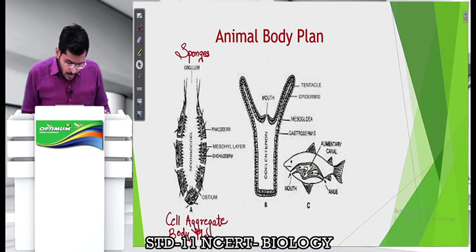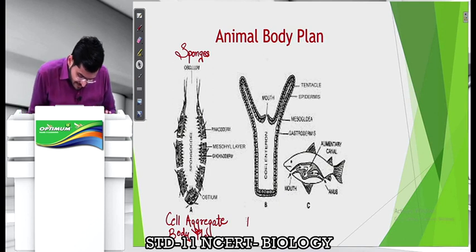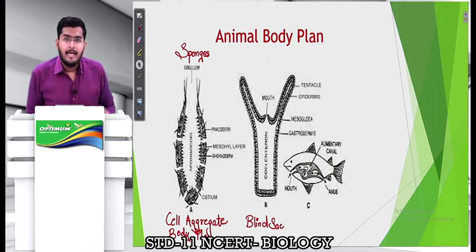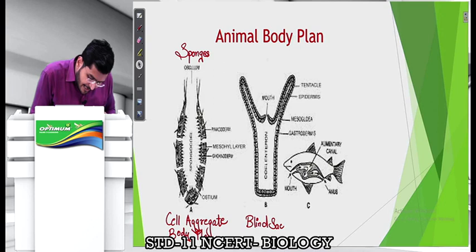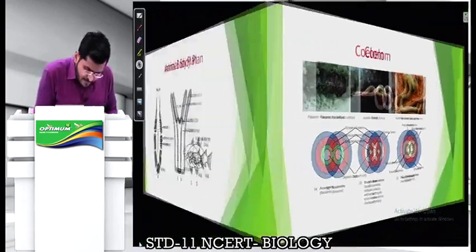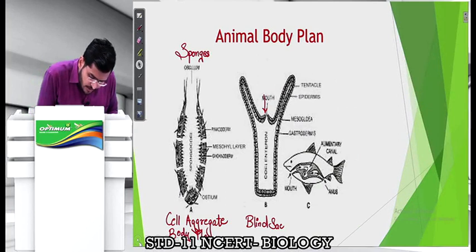Then if you talk about the second type of body plan, it is called the blind sac body plan. Now what is the blind sac body plan? In the case of the blind sac body plan, there is a common opening, and that common opening is going to function as both mouth as well as anus.